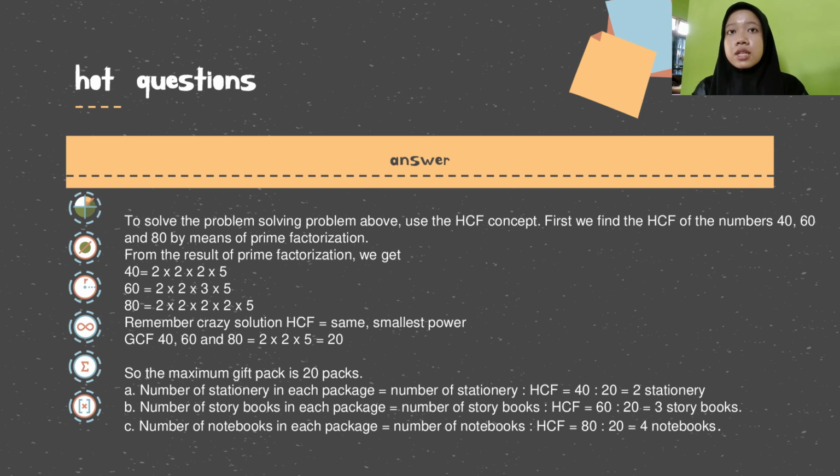A. Number of stationery in each packet equals number of stationery divided by HCF, equals 40 divided by 20, equals 2 stationery. B. Number of storybooks in each packet equals number of storybooks divided by HCF, equals 60 divided by 20, equals 3 storybooks. And finally C. Number of notebooks in each packet equals number of notebooks divided by HCF, equals 80 divided by 20, equals 4 notebooks.